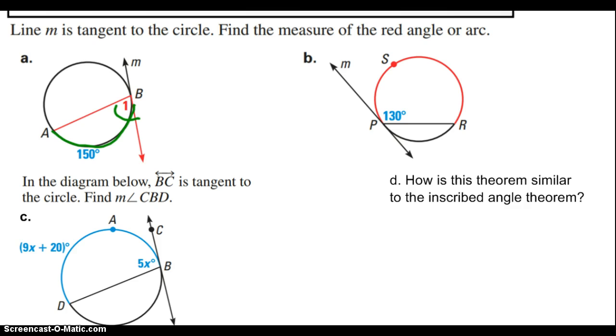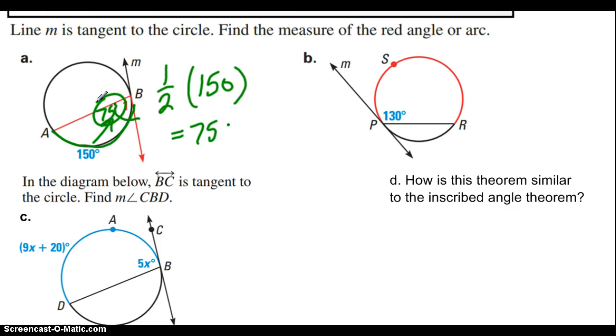Well, that angle will be half of the arc. So 1/2 times 150, or 150 divided by 2, equals 75 degrees. So that is 75 degrees right there.